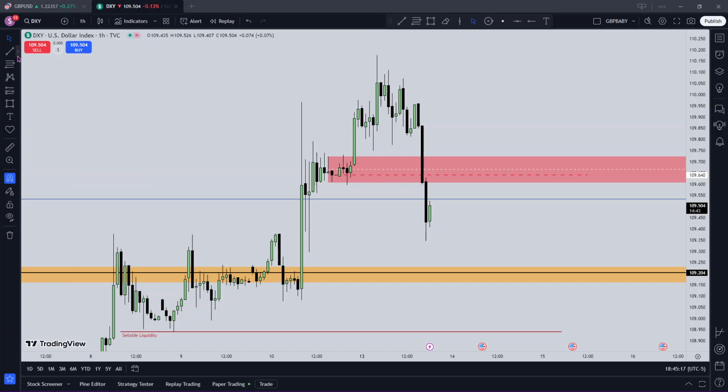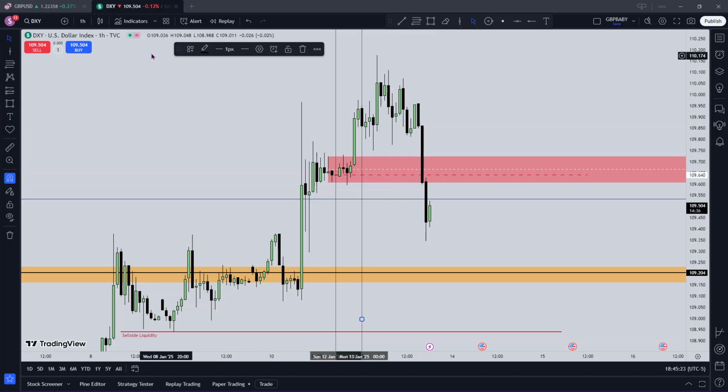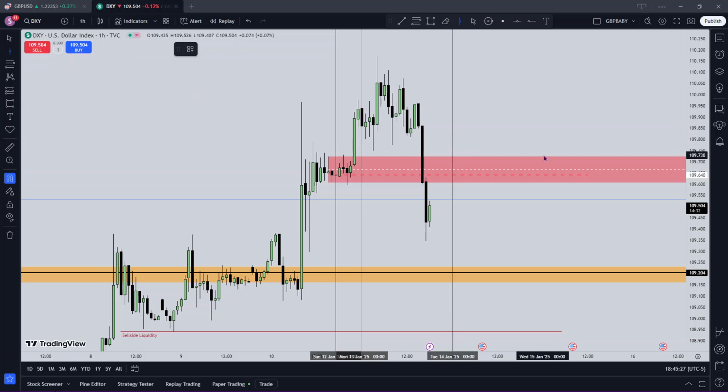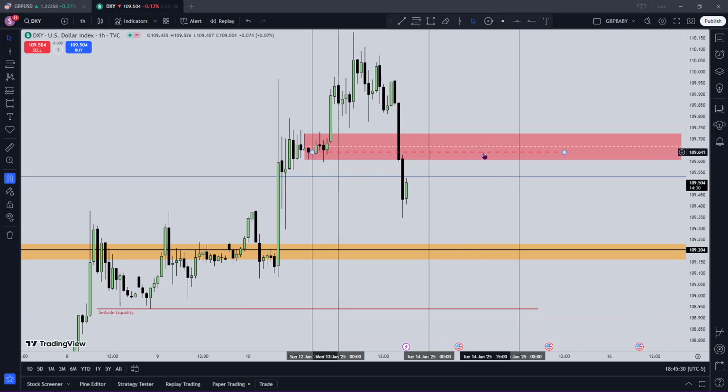If we quickly put the daily dividers on, we've got Sunday opening there, we've got Monday here, and then we've got Tuesday, and PPI is on the Tuesday as well. So it's just nice to see that we're now below that Sunday opening price, and we can use that as resistance. And this is clear displacement to the downside. We want to see a continuation.